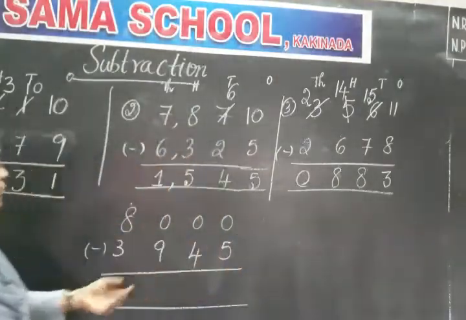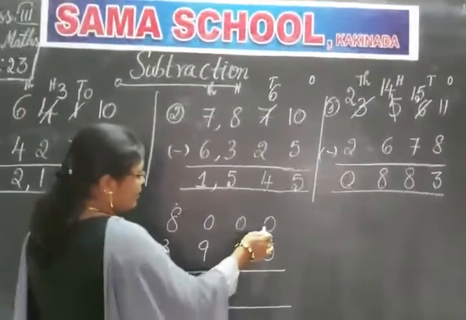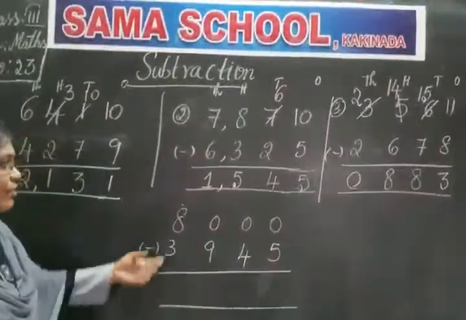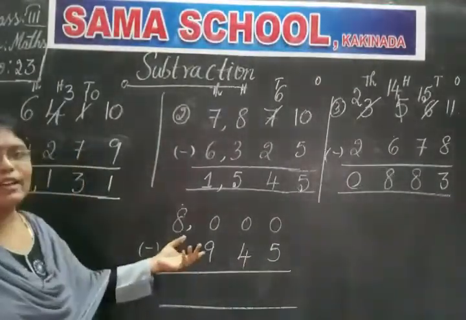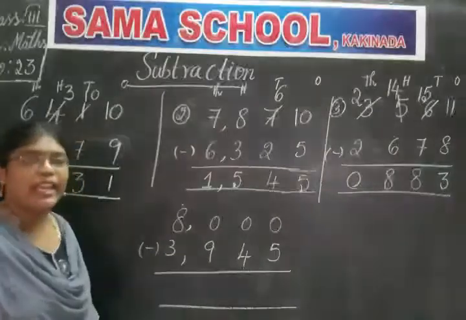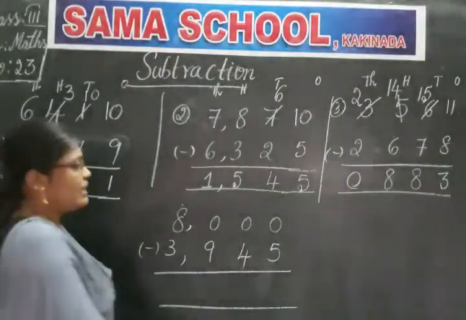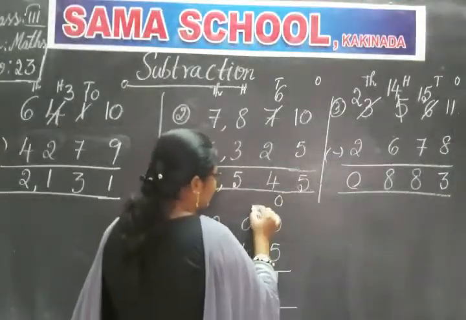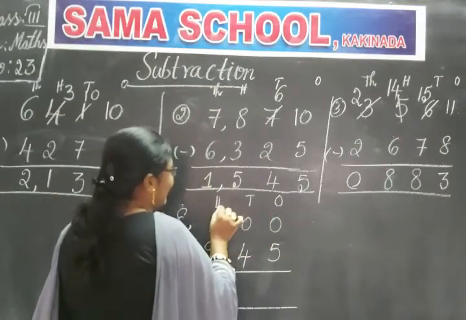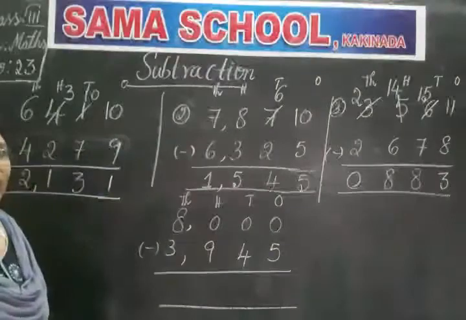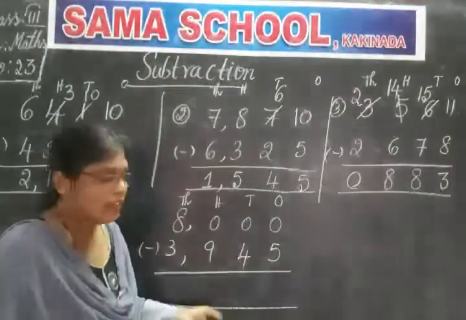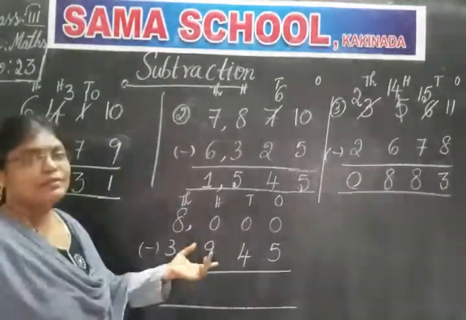Now let us move to the next one. Here what is the number we have? 8000 and 3945. Write the place values. Ones, tens, hundreds, thousands. Okay children, now see here, 8,000 minus 3,945.